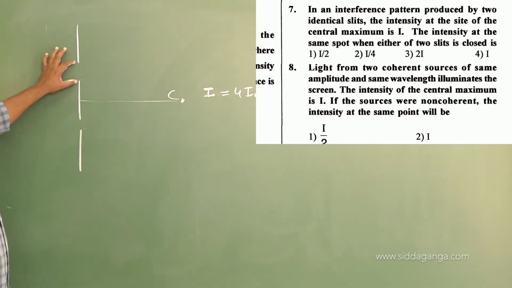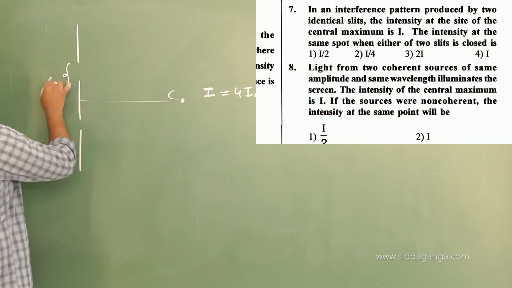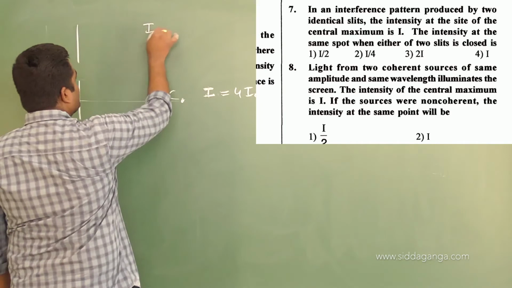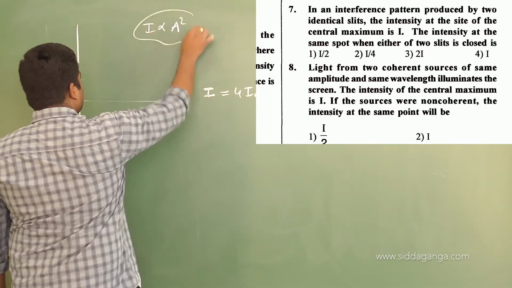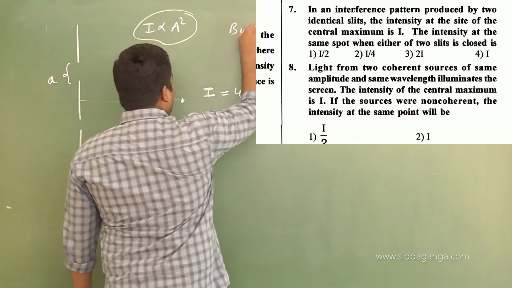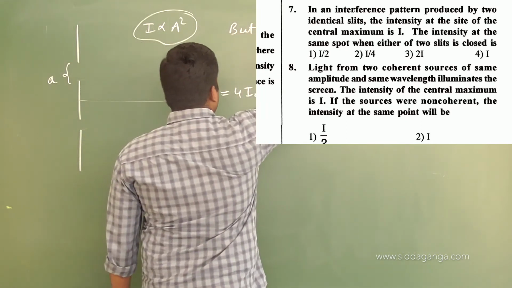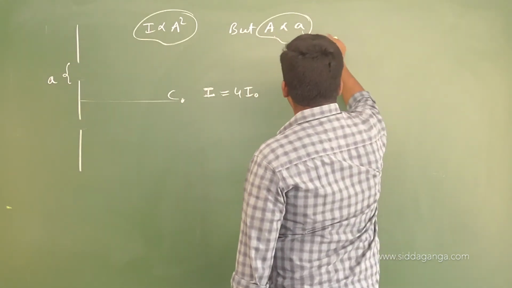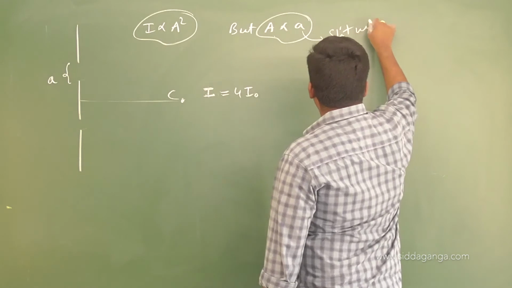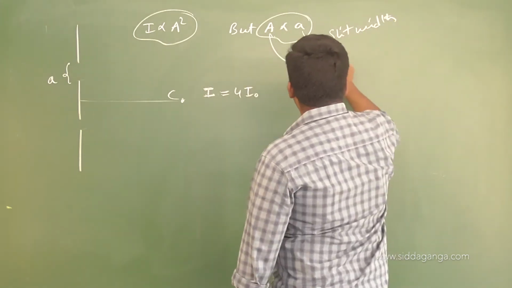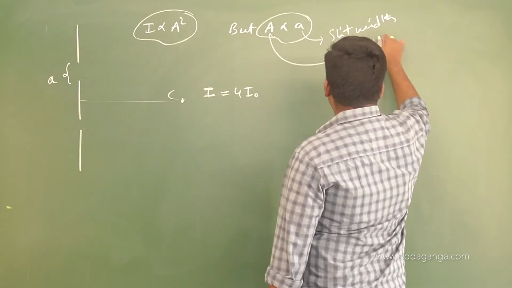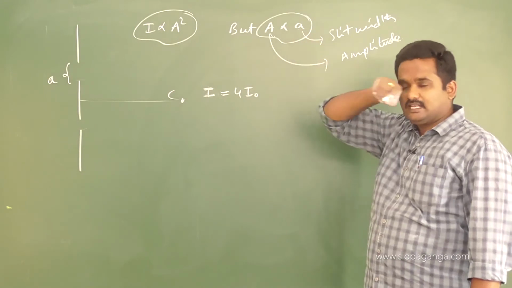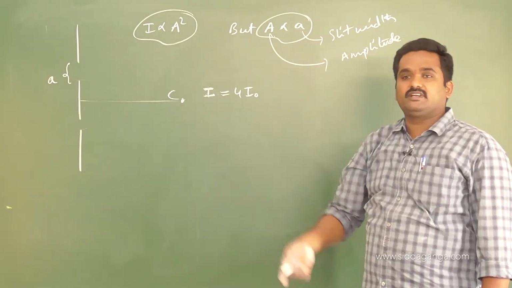Or here, when you are talking about slits, let the slit width be some small a. What is that? Slit width is small a. You know intensity is directly proportional to the square of amplitude, but remember amplitude is directly proportional to slit width. This is one more formula you have to remember. Amplitude and slit width. Small a is slit width, and A is nothing but amplitude. This is very important. Amplitude is directly proportional to slit width.